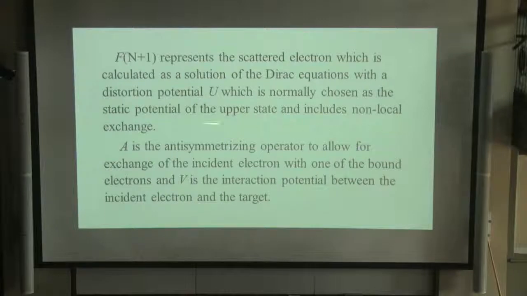And we do include exchange here in a non-local way. So we put in exchange by anti-symmetrizing the wave function. Now, I should emphasize that the exchange here is different from the exchange here because the anti-symmetrizing operator, of course, allows for exchange of the incident electron with the bound atomic electron. And so they're different, in the sense that the exchange is in there twice. As I said, V is the interaction potential between the incident electron and the target.